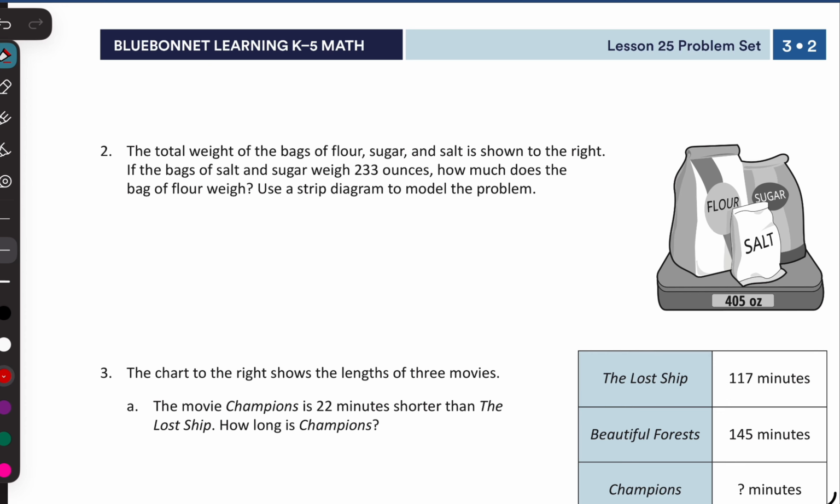It says the total weight of the bags of flour, sugar, and salt are shown to the right. If the bags of salt and sugar weigh 233 ounces, how much does the bag of flour weigh? Use a strip diagram to model and solve the problem.